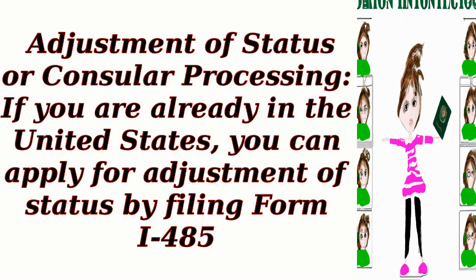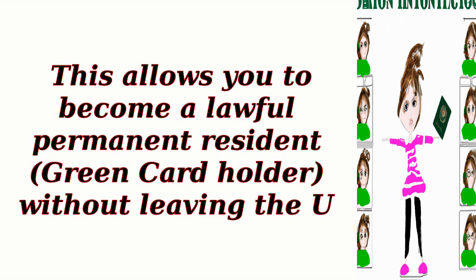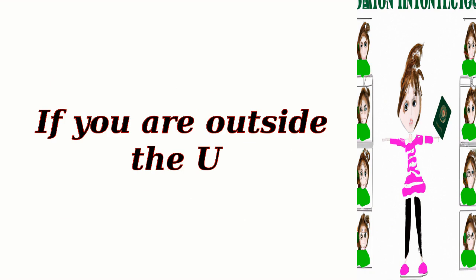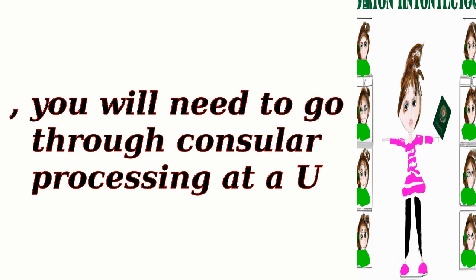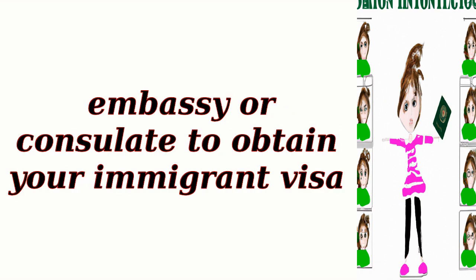Adjustment of status or consular processing. If you are already in the United States, you can apply for adjustment of status by filing Form I-485. This allows you to become a lawful permanent resident, green card holder, without leaving the U.S. If you are outside the U.S., you will need to go through consular processing at a U.S. embassy or consulate to obtain your immigrant visa.